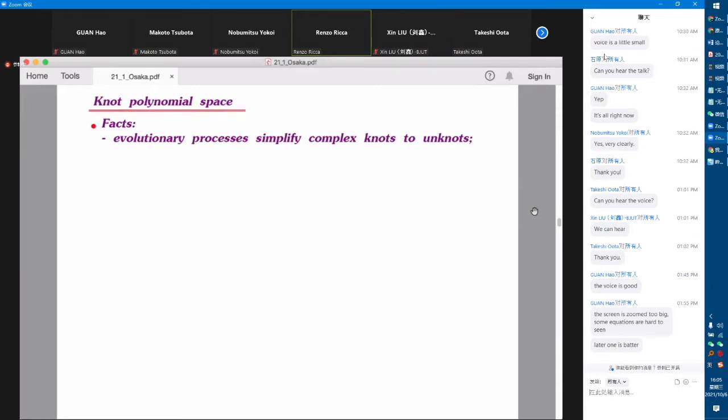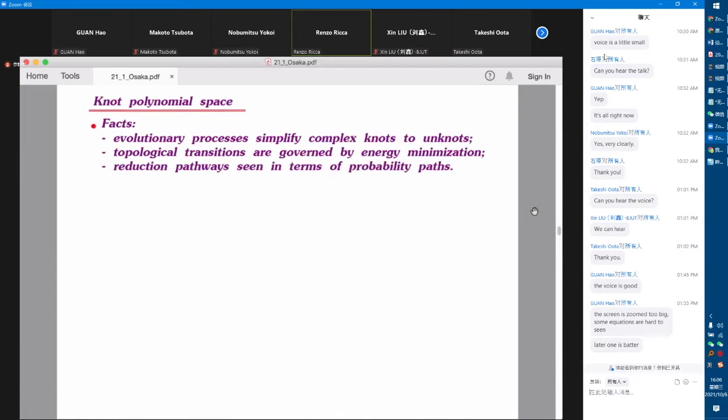Okay, so we have the idea to introduce a knot polynomial space, and the facts that we are going to use are the following. First, that evolutionary processes simplify complex knots to unknots. The second fact is that topological transitions are governed by some kind of energy minimization or some dissipation. And then reduction pathways can be seen in terms of probability paths. Okay, so these are the ideas that are guiding us to develop a different framework.